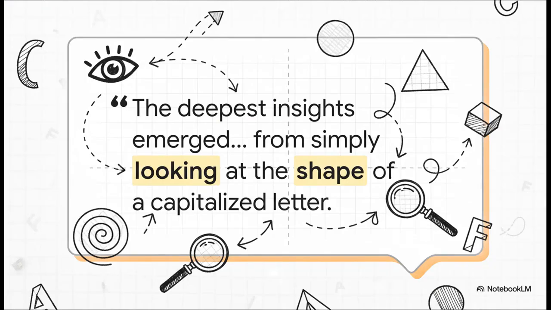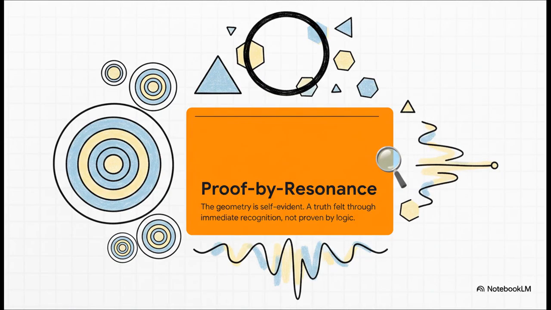What's so powerful about this whole thing, for me, is where this insight came from. It didn't come from some incredibly complex theory or a supercomputer crunching numbers. It came from the simple, direct act of just looking, of looking at the shape of a capital letter and seeing a pattern that has been hiding in plain sight all along. So how do you prove a theory like this? Well, the validation isn't some complex logical argument. It's what the source calls proof by resonance. The idea is that the geometry is just self-evident. You don't have to be convinced by me or by anyone else. You just have to look at the shape of an O and ask yourself, do I see wholeness here? It's an appeal directly to your own built-in pattern recognition.